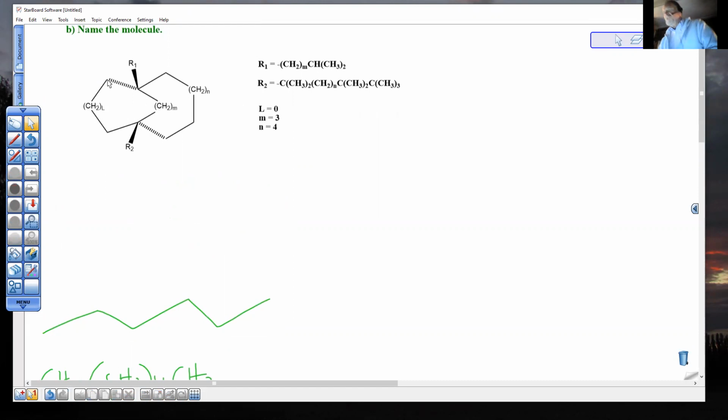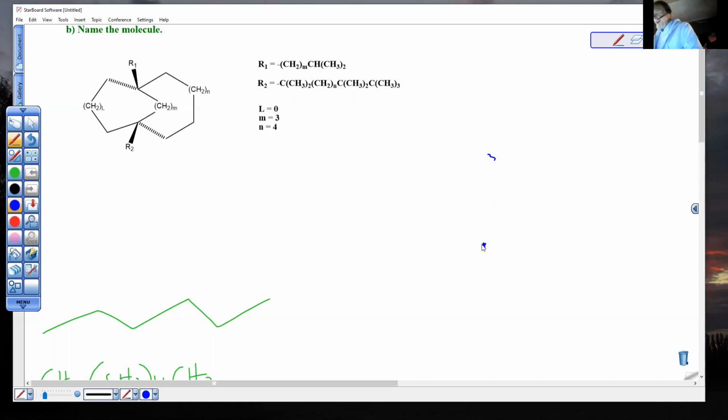That's a bridge size of 2 in this bicyclic structure. M is equal to 3. That bridge size will go CH2 once, twice, 3 times. So bridge size 3. This bridge will go CH2, and then because N equals 4, it's going to go CH2 once, twice, 3 times, 4 times, 5. So we're up to 5, 6, 7. So we're going to be 2, 3, 7 in our bicyclic molecule.